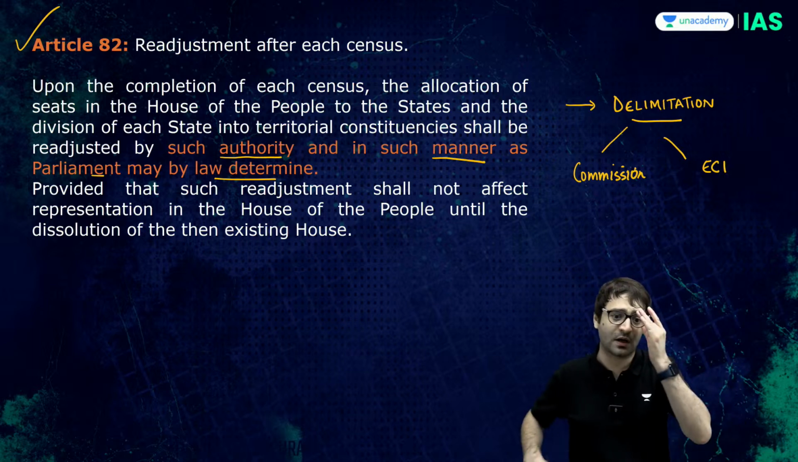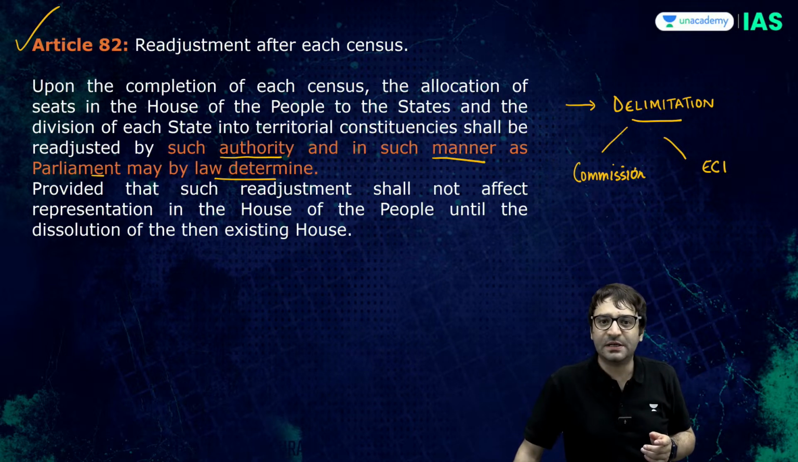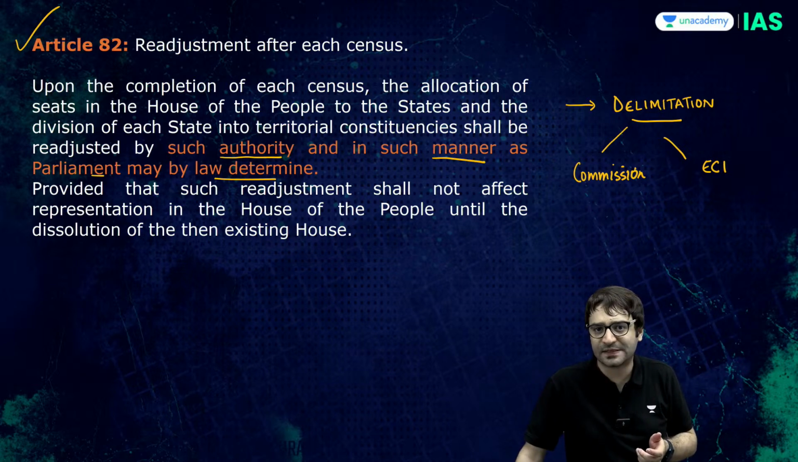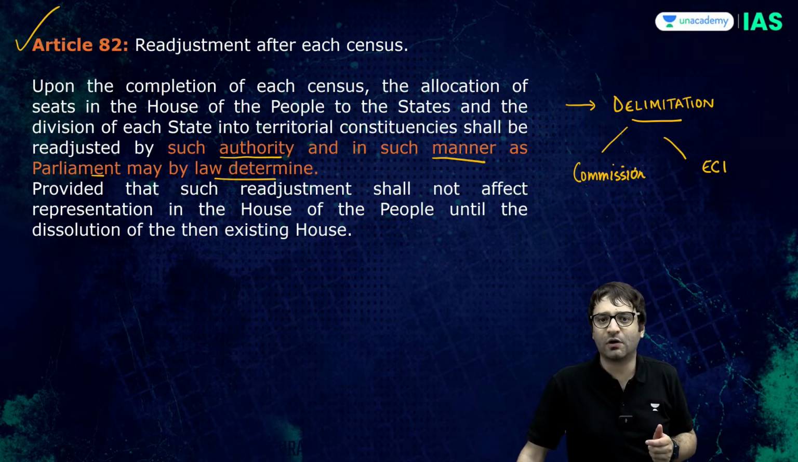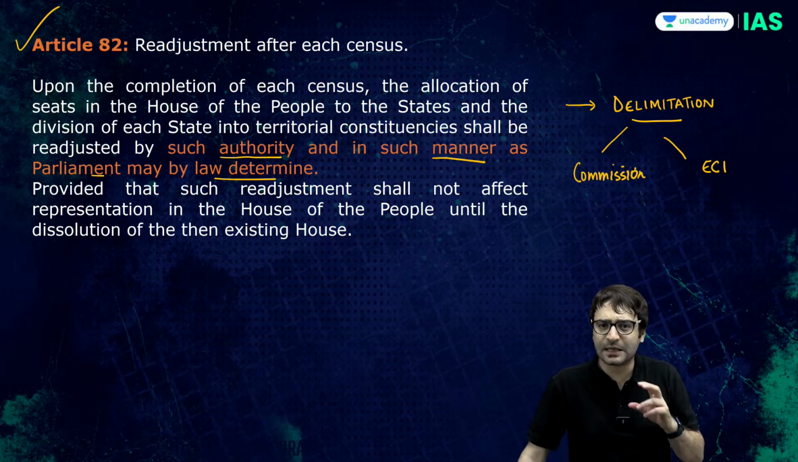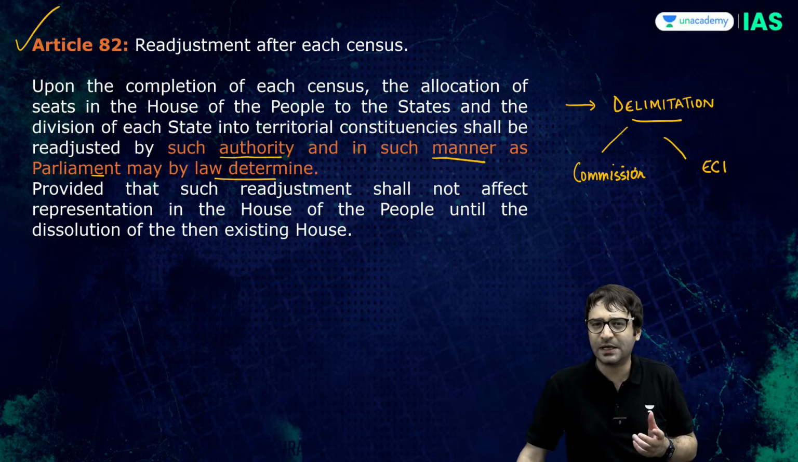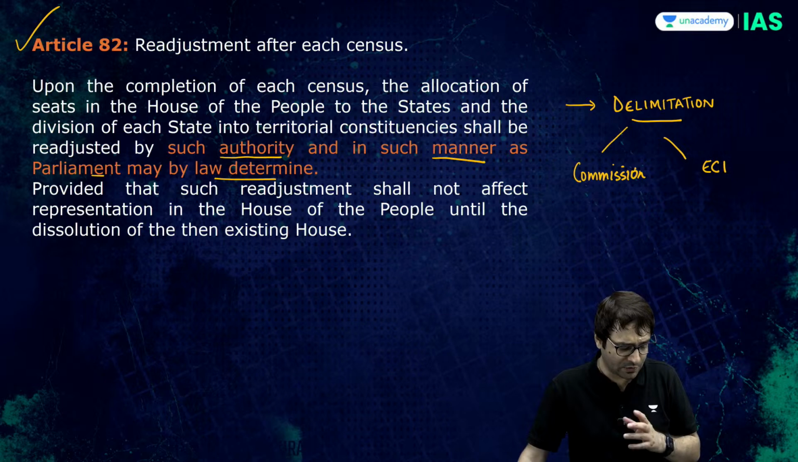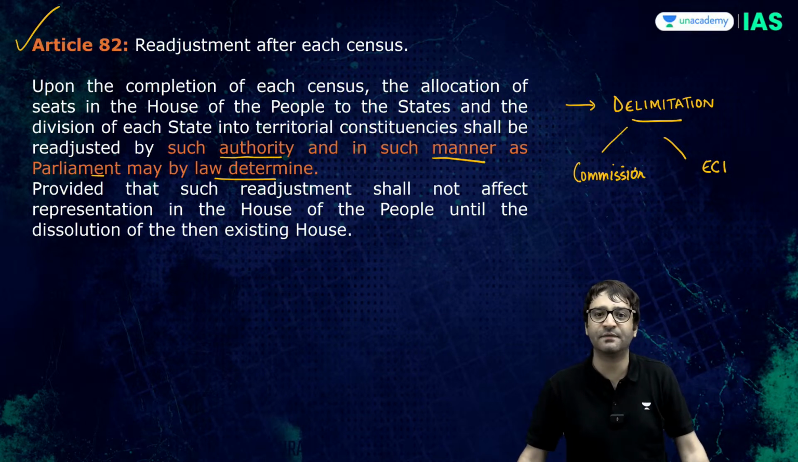Since there is a lot of talk about delimitation in this country because of the perceived disadvantage of the southern states, if such a delimitation is carried out strictly according to population figures, then southern states might be at a disadvantage compared to the northern states. It might be as if you are penalizing the well-performing southern states as opposed to the non-performing northern states. But whether that will happen or not, we don't know. Article 82 talks about this readjustment after every census.